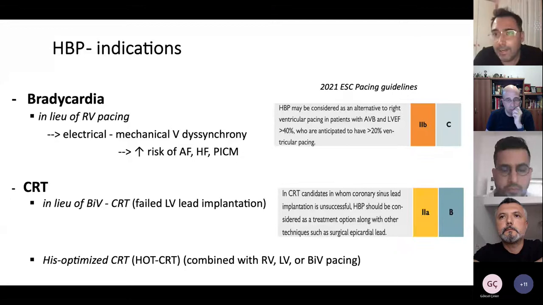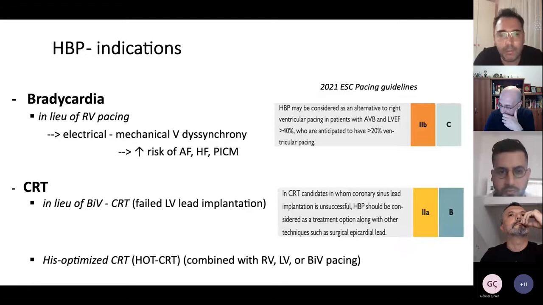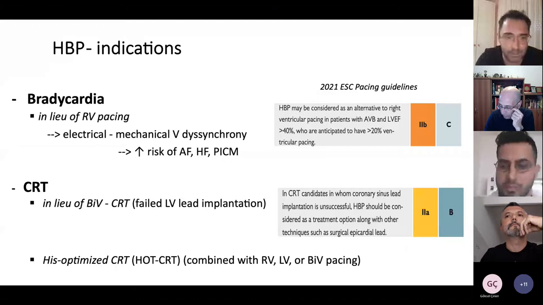So we can use His bundle pacing instead of traditional RV pacing for bradycardia patients, where the electrical and mechanical ventricular synchrony is preserved, and it reduces the risk of AF, heart failure, or pacemaker-induced cardiomyopathy. But also, we can use it instead of a traditional biventricular CRT, for example, in cases where we cannot implant an LV lead, instead of a surgical epicardial lead placement.